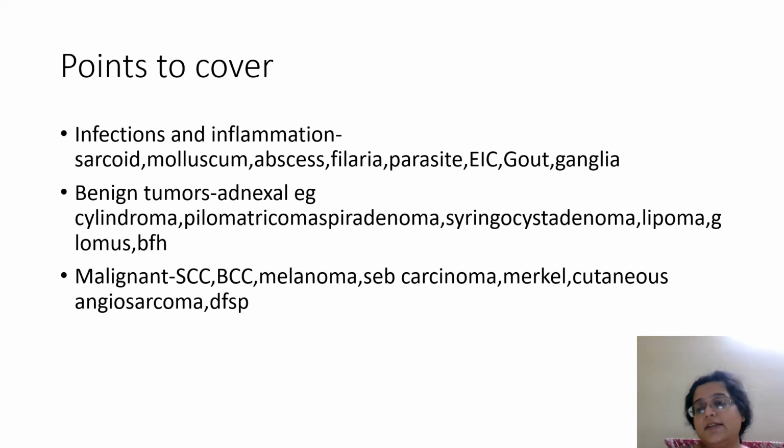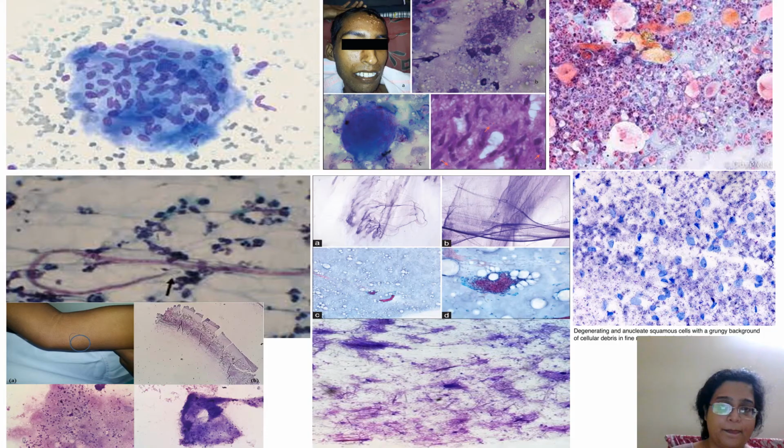Merkel cell is basically small round blue cells, and angiosarcoma and the DFSP show spindle cells, pleomorphic cells. In angiosarcoma you might get vessels, mitotic figures. So let's move ahead. I will not show you everything, because it is mostly for practical purposes, not important in exams. But still, I'll try and cover as much as I can.